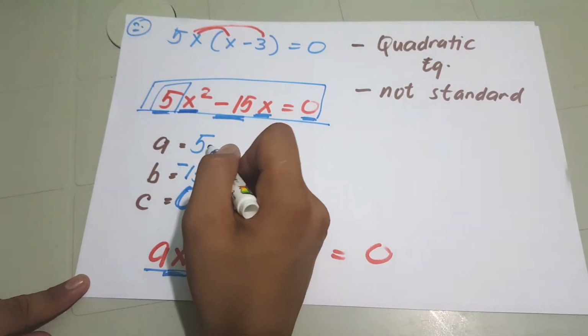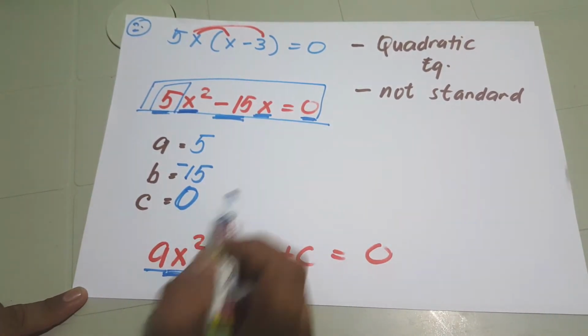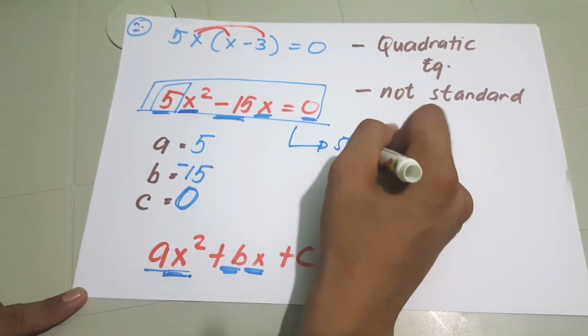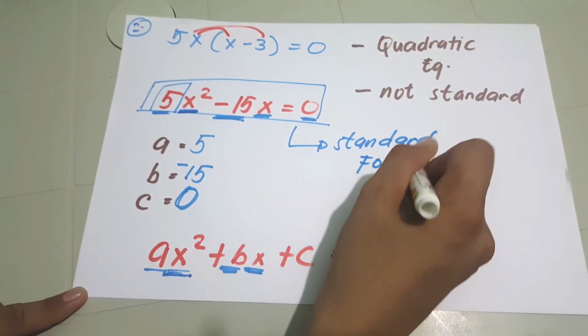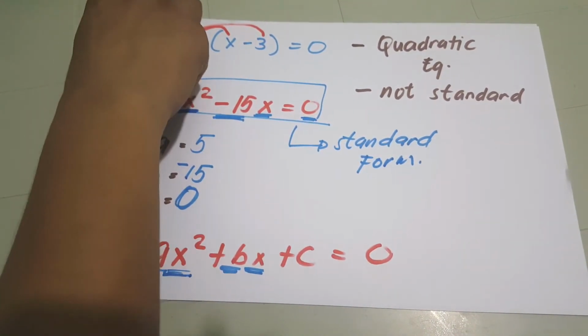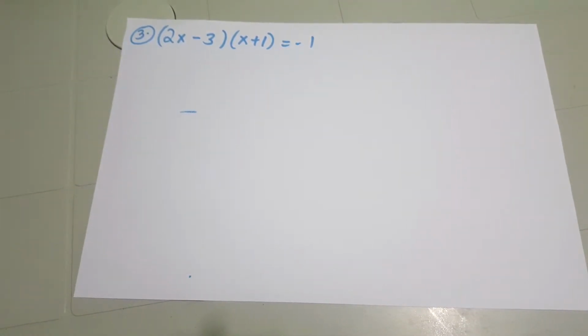And since we've identified A, B, and our C's, tapos naka-equate naman siya sa 0, therefore, itong equation na to ay naka-standard na. Standard form na to. Okay. Next thing, for my last example, I'm going to have 2x minus 3 times x plus 1 is equals to negative 1. Okay, so question, is this a quadratic?